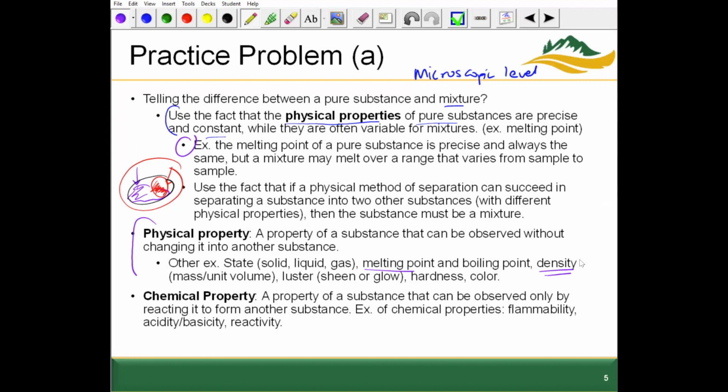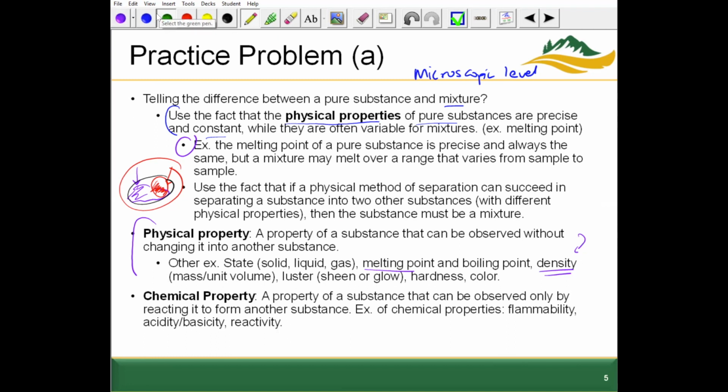Again, a pure substance will all have the same density, but if you have a mixture of components, then you might have one component with a certain density, as we saw in sample A, and then the other component of that mixture might have a different density. So that's how we could tell for sample A that we do actually have a mixture.